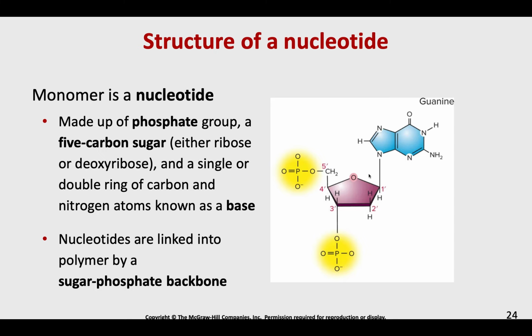Now in this image, it can be kind of confusing because it looks like they have 2 phosphate groups. They're just showing that you can link them together via their phosphates. So this would be the start of a new molecule. So 1 monomer, 1 nucleotide: phosphate, 5 carbon sugar, and either a double or single ring of carbon as their base. Now they're linked together in a polymer by their sugar phosphate backbone. Those phosphates play a key role in linking all the nucleotides together.